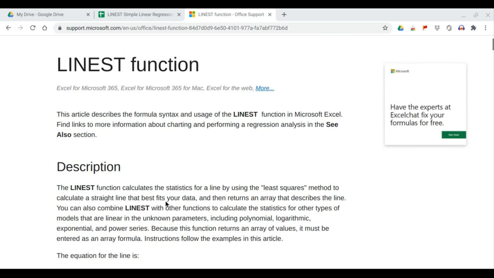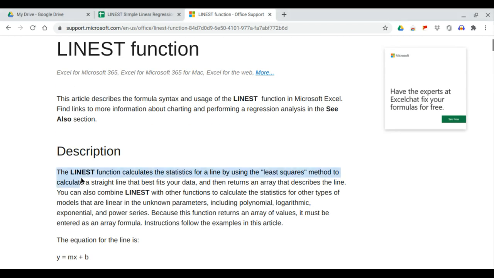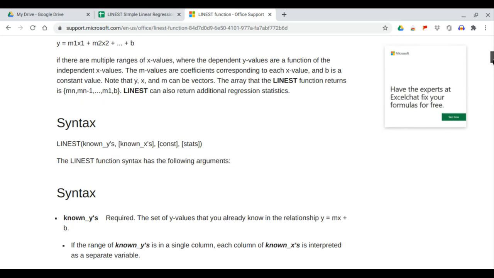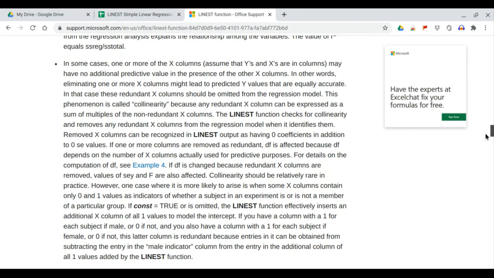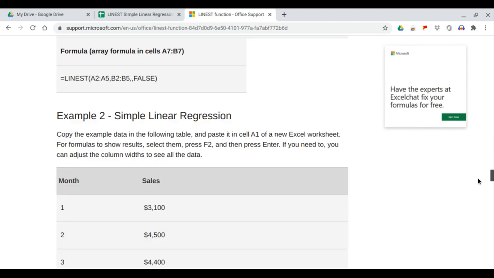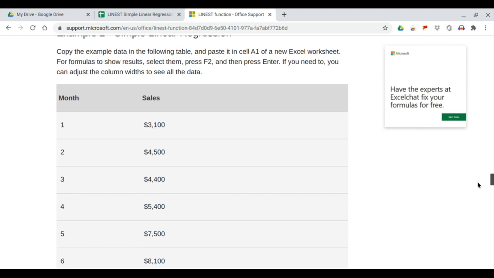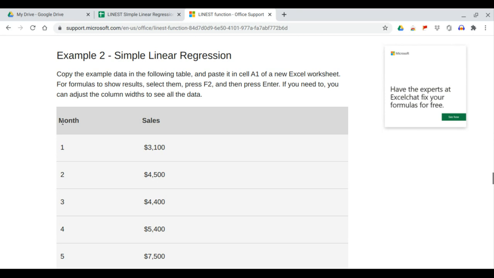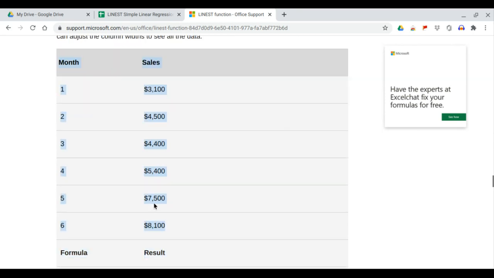LINEST. The LINEST function calculates the statistics for a line by using the least squares method to calculate a straight line that best fits your data, and then returns an array that describes the line. We will use an example on simple linear regression. Here's this example, simple linear regression. We'll copy this and use this in our spreadsheet.